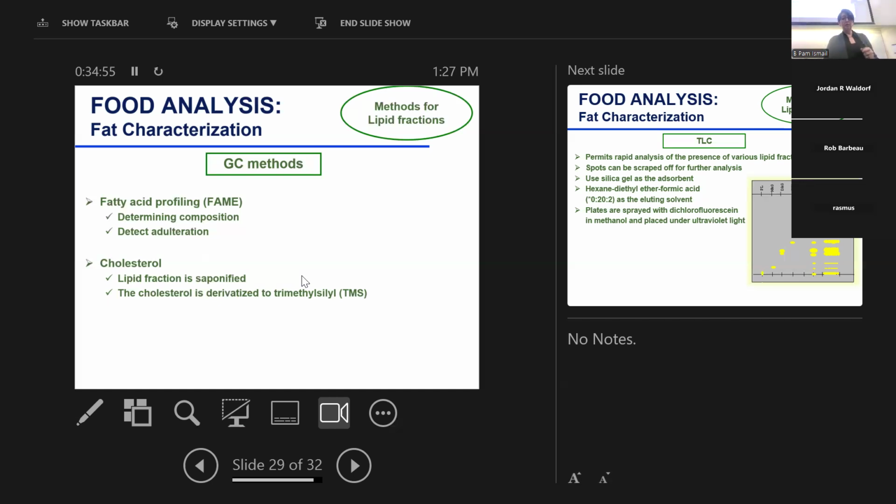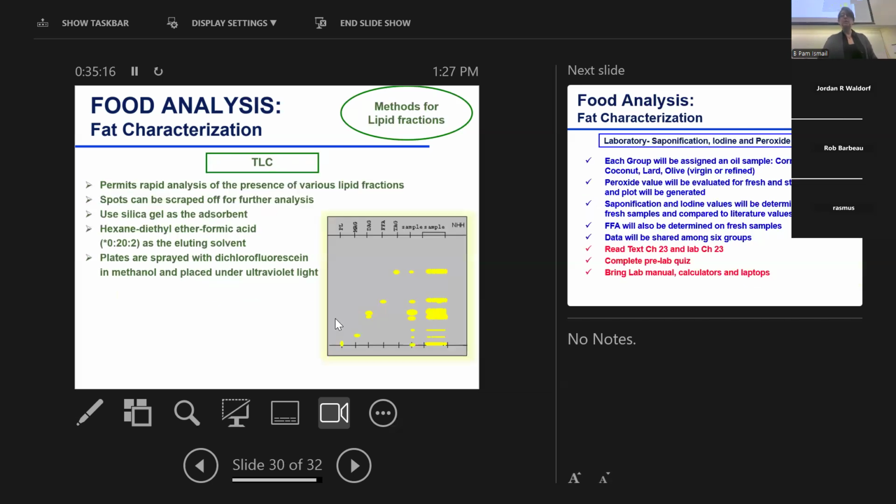You derivatize by the trimethylsilyl. This is the GC component to measure by GC. So you make it volatile and thermally stable, so you can measure it by GC. This is the qualitative. Those of you that did experimental nutrition or are doing experimental nutrition next semester, you will probably do that from blood samples to look at the distribution of lipid fractions.